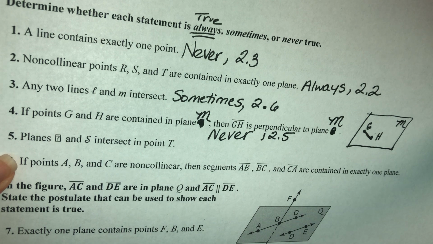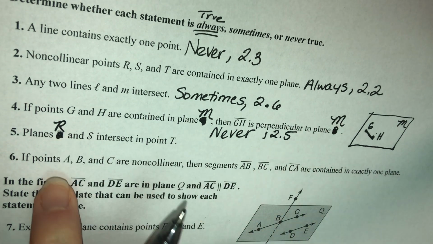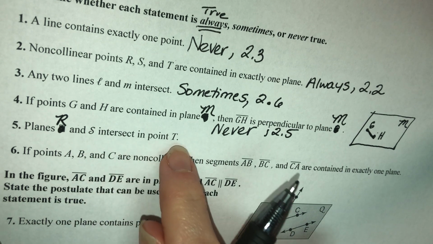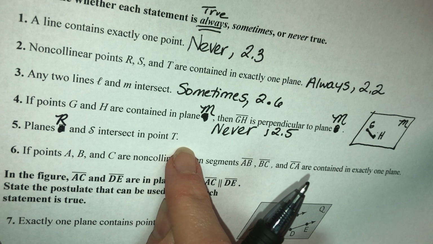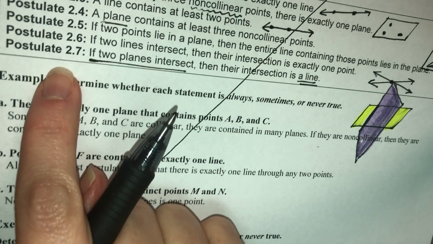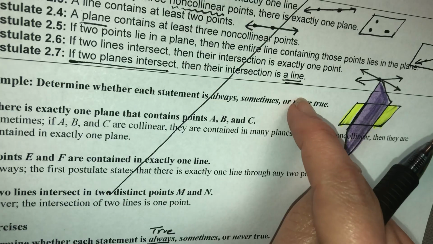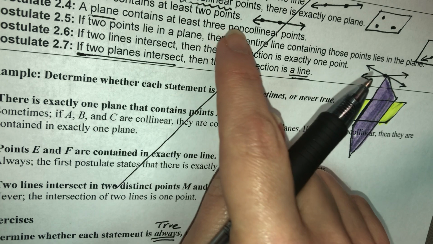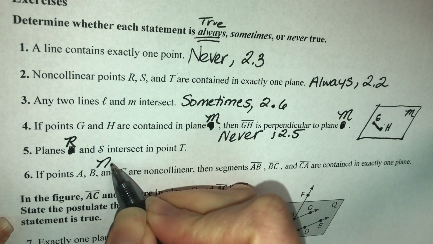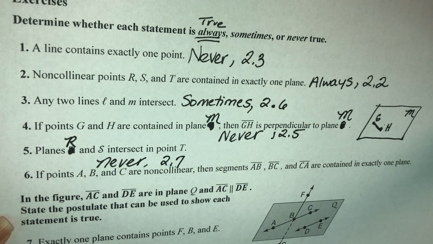All right, number 5, planes. This was supposed to be a capital cursive R. I don't know why it likes my cursive S and not my R or my M, but I apologize. Planes R and S intersect in point T. What do you think? Two planes intersect in point T. Postulate number 2.7 says if two planes intersect, then their intersection is a line. And a line contains at least 2 points. So can they just intersect at point T? No, that is never true. And it is by postulate 2.7. It has to intersect in a line, not a point.